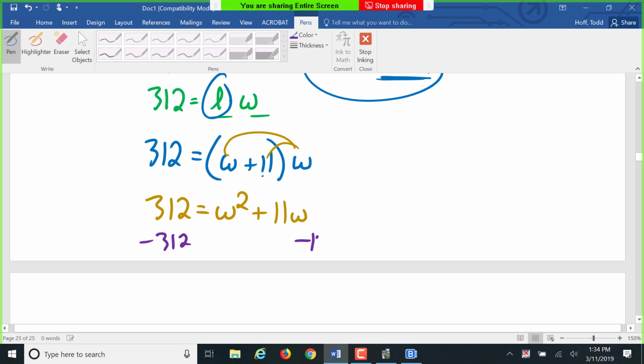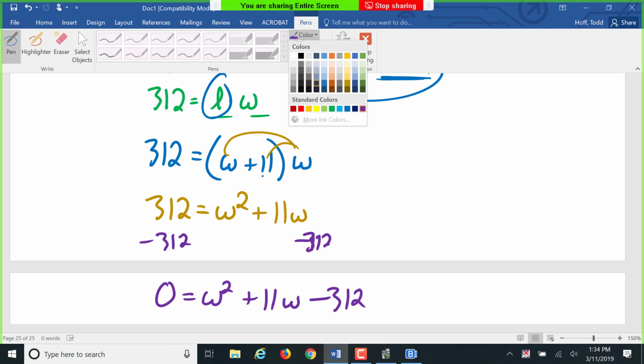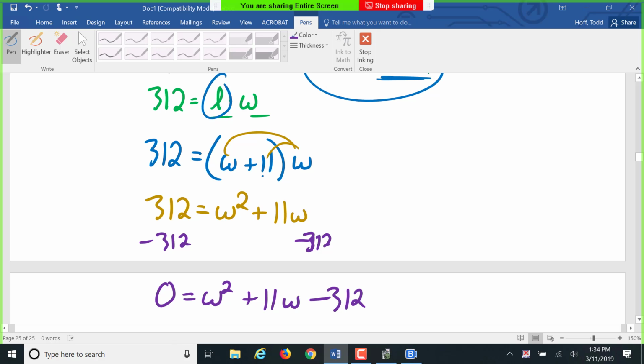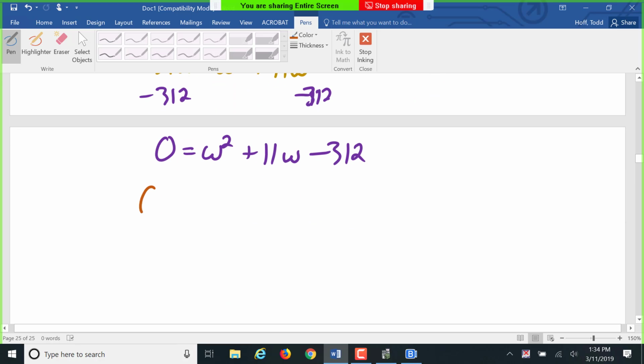And then subtract 312. This was our squared here, and that was positive, so we're going to keep it on that side. So we get everything off the other side. So 0 equals W squared plus 11W minus 312. What's next? Factoring, and not a very pleasant one.